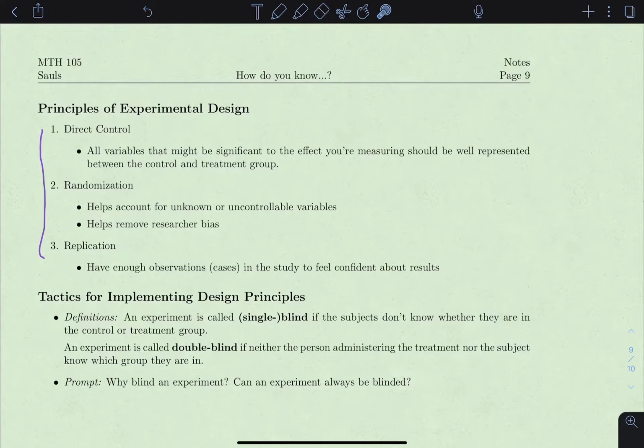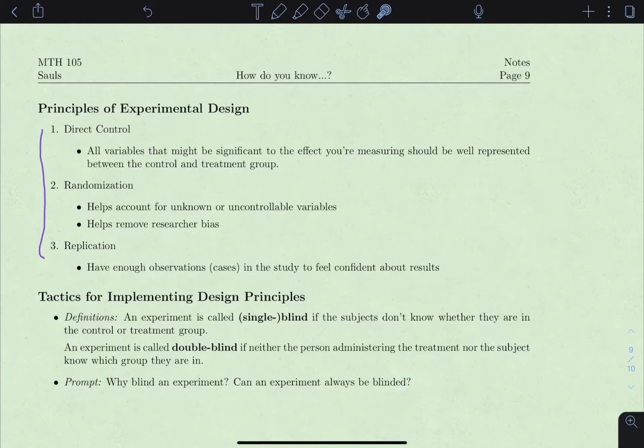It also helps account for uncontrollable variables. So you don't know everything about all the individuals in your study, but if you randomly assign them to the different treatment groups, then whatever effect there might have been because of that unknown will be spread out between the groups.